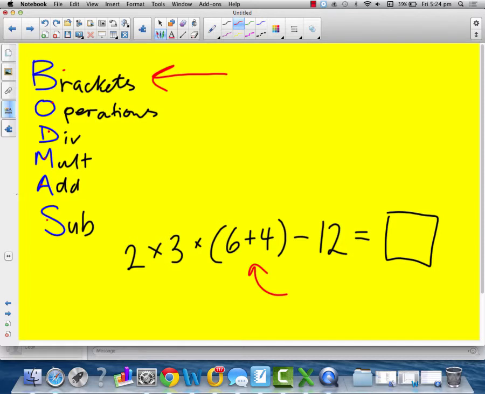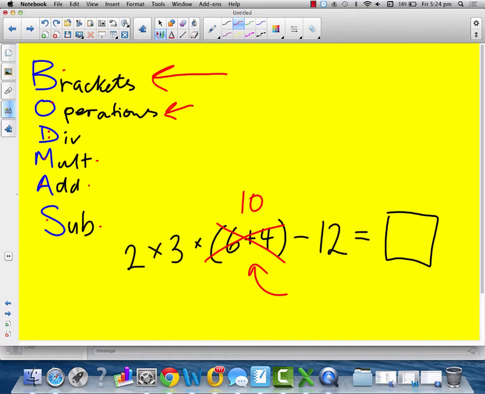So what's in the brackets? Well, it's 6 plus 4. So that equals 10. So that's done. We did that first. Hooray for us. Okay? Now we go up to the operations. Well, here comes the operations. Operations are things like division, multiplication, addition, and subtraction.